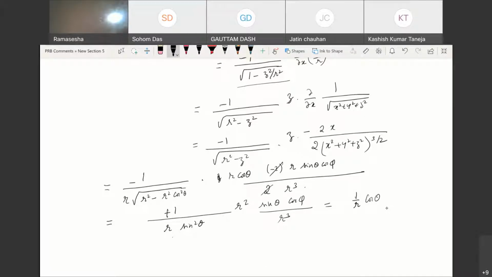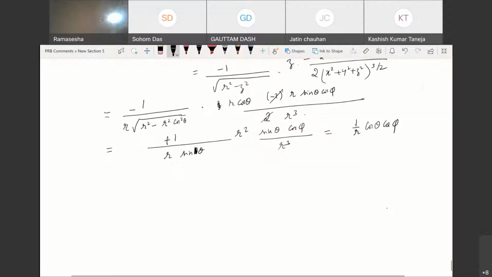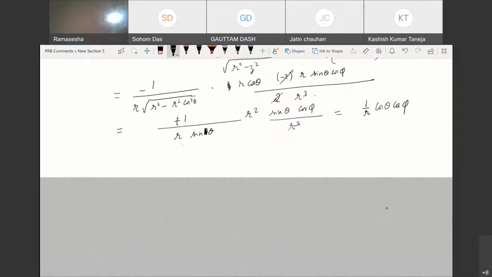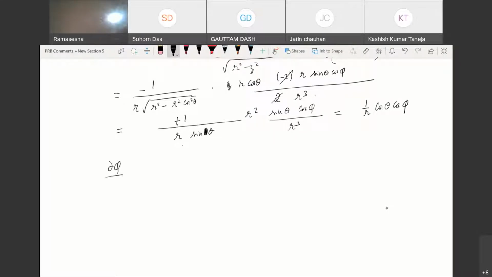Okay, so you'll have to just do this. This is sine theta, and I have an r here, and on top I have an r, and this one is minus 2x, so that's r divided by r cubed. So I have an extra r.